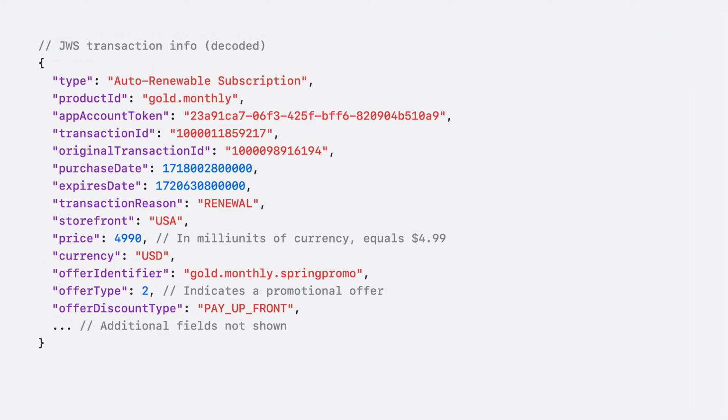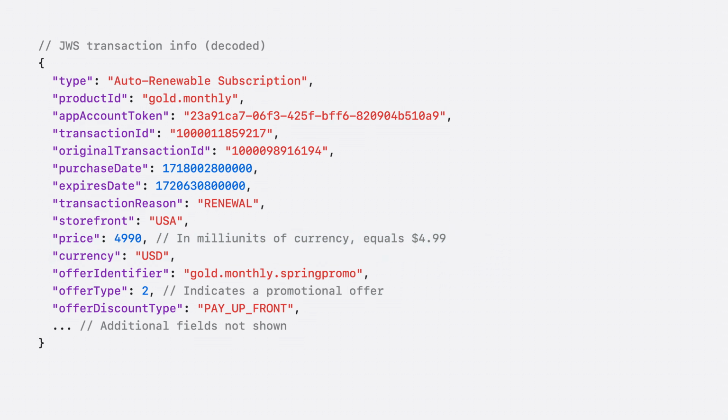Here's an example of the decoded transaction info for a subscription purchase. The new price and currency fields show the display price of the product at the time of purchase. The price is in milli-units of the currency. In this example, 4,990 indicates a price of $4.99 in the currency USD.